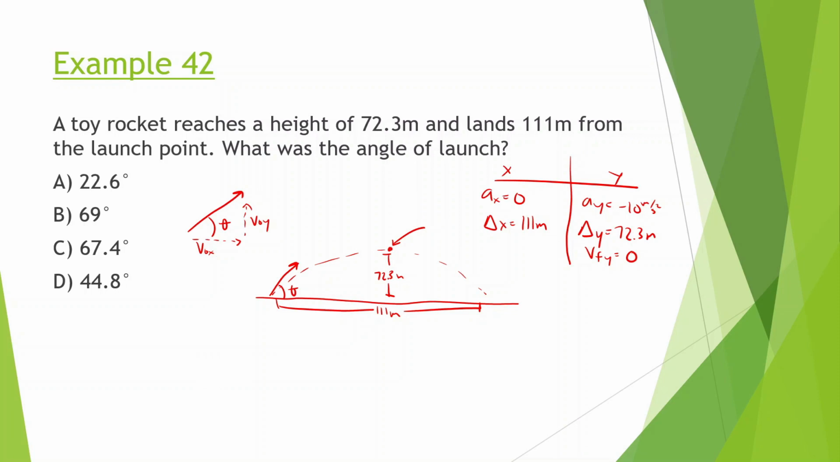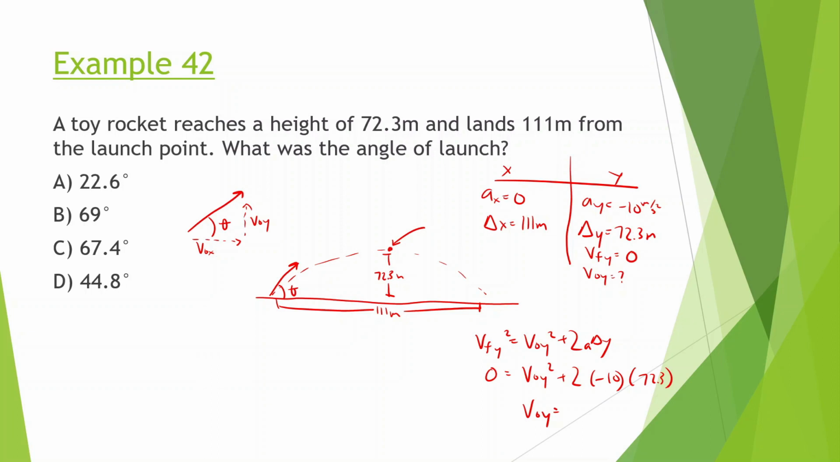So let me find out first what the initial velocity is in the y direction. I'm going to use this formula, vfy squared is equal to v initial y squared plus 2a change in y. 0 is equal to v initial y squared plus 2 times negative 10 times change in y, 72.3. So then I get v initial y is equal to, let me put this in my calculator.